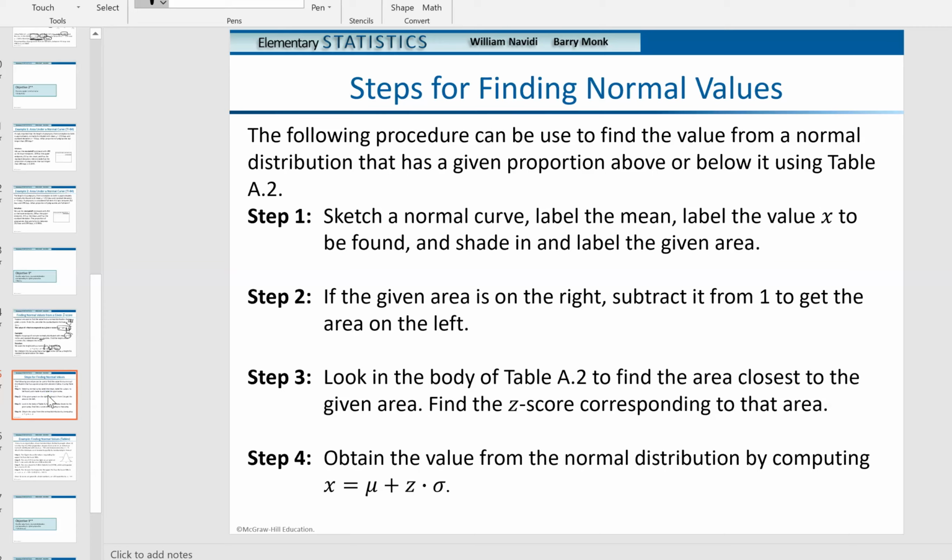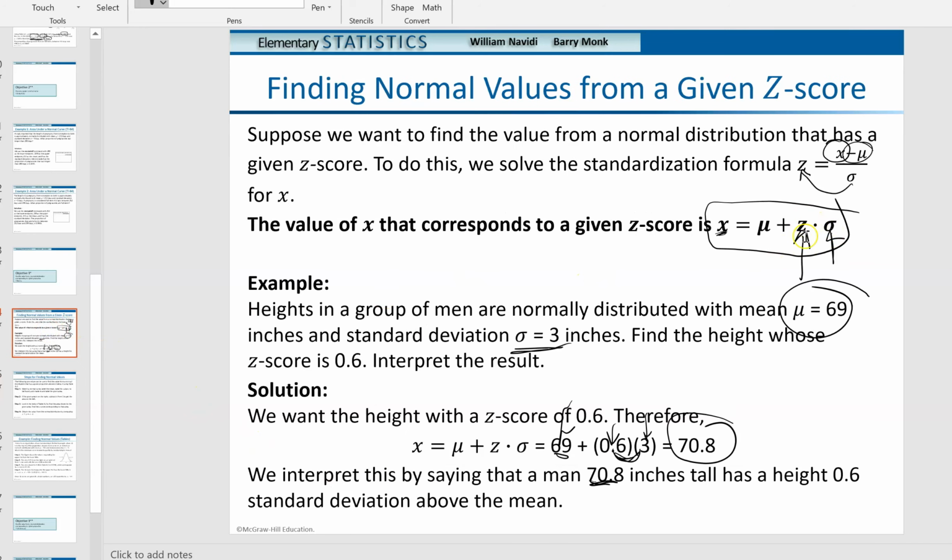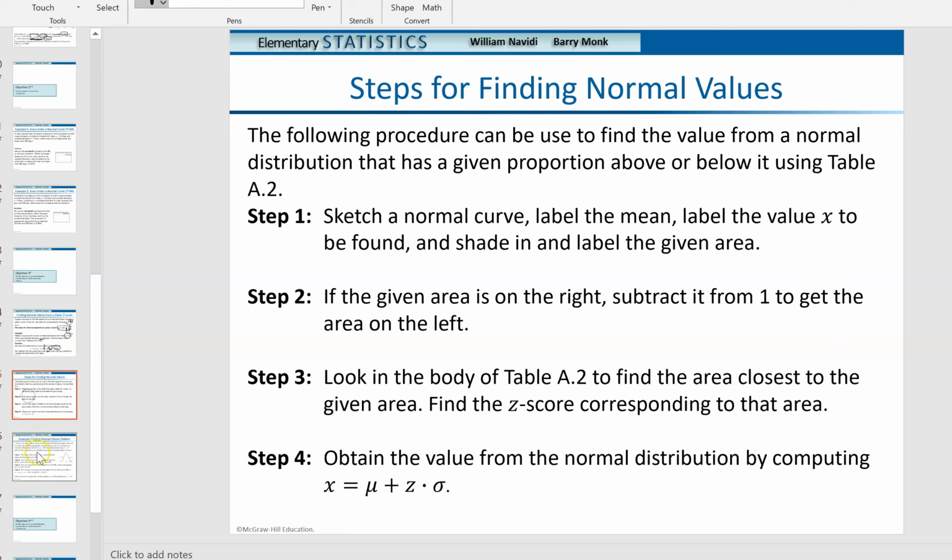Some steps for the normal procedure, if you want to find this. First, you can sketch the normal curve and label the mean, so you can see where you're going. If the given area is to the right, subtract it from 1. Again, these are all my little shortcuts. Look in table A2, find the value closest, and then do the calculation. In the previous example, they gave us z right here, 0.6. Now we're going to actually have to find it.